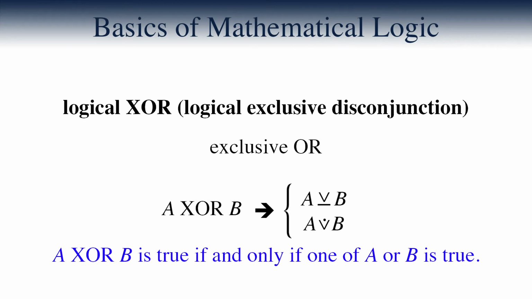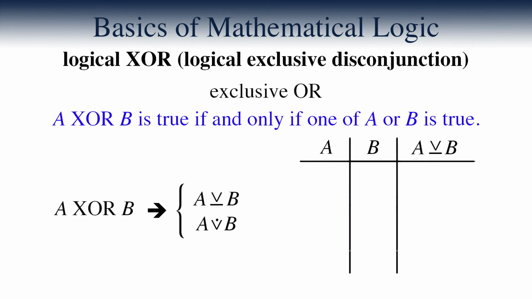So, as usual, we can easily identify its truth table for all four possible cases. If A and B are both true, then A XOR B is false. If A is true and B is false, then A XOR B is true. If A is false and B is true, then A XOR B is true. If A and B are both false, then so is A XOR B.